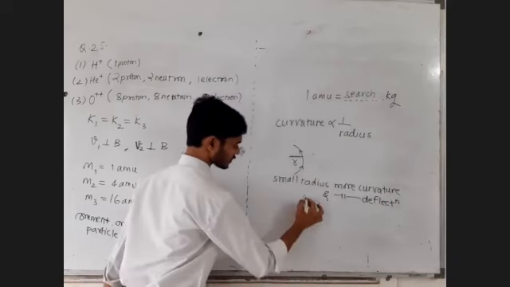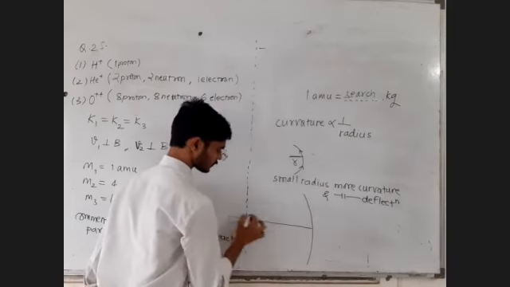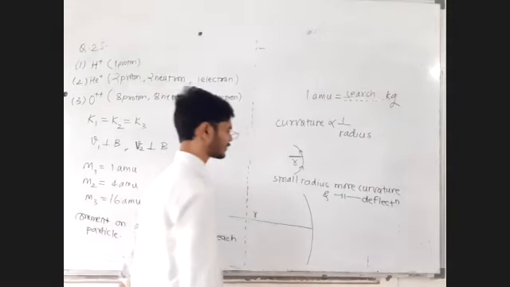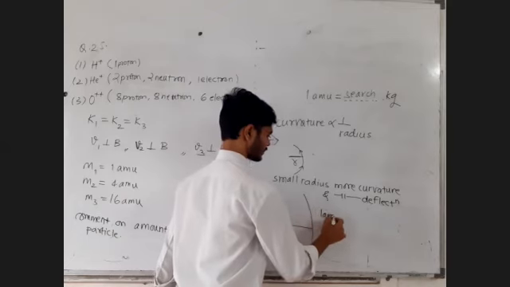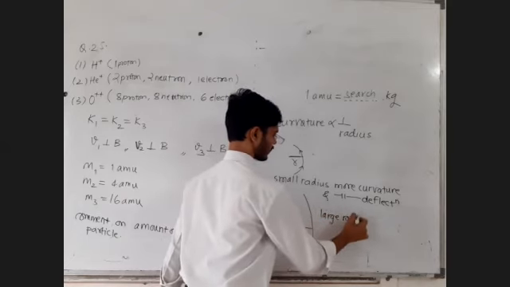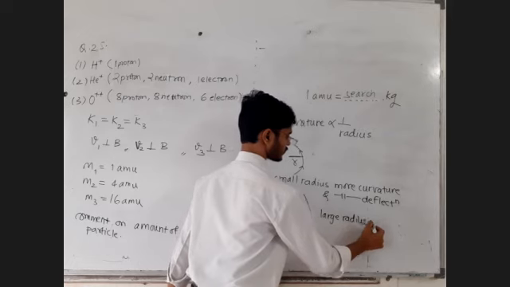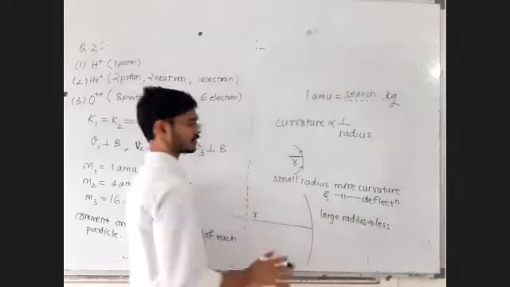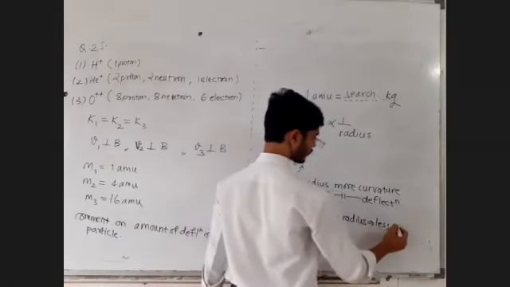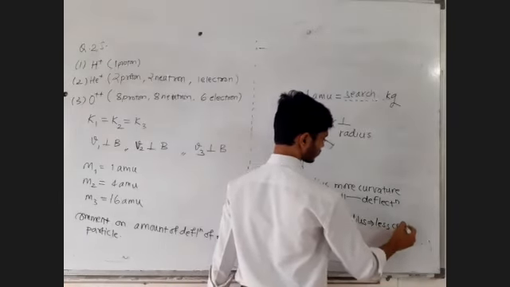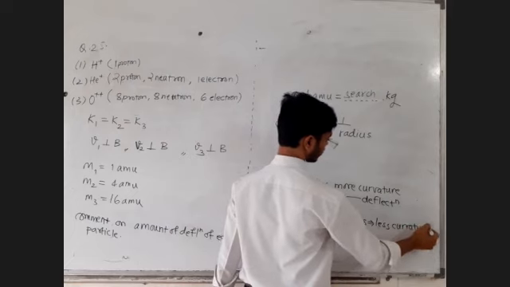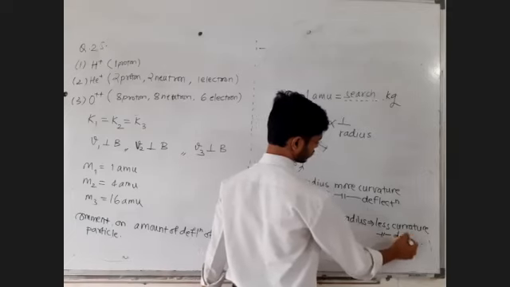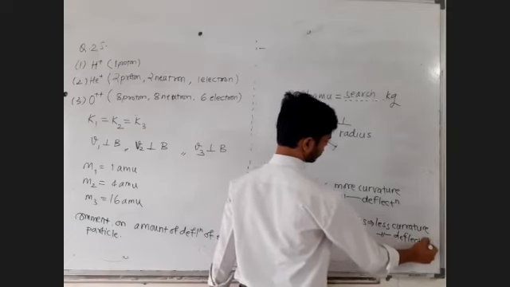And a large radius. This is not a sharp turn. So a large radius means less curvature. Curvature is less, deflection is also less. Curvature and radius are inversely proportional. Less curvature means less deflection.